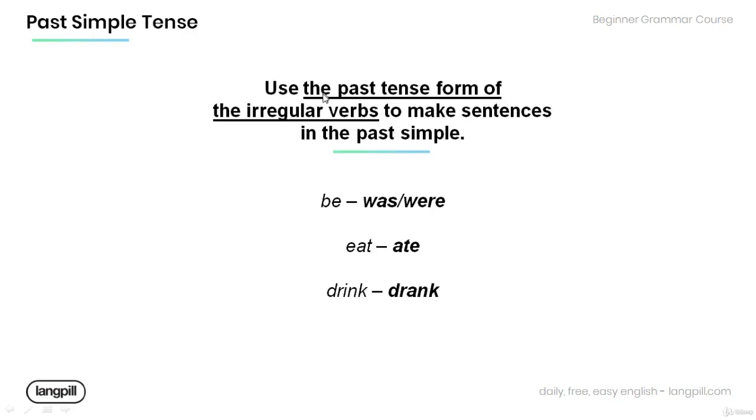And make sure to use the past tense form of the irregular verbs to make sentences in the past simple. For example, be turns into was or were. Eat, ate. Drink, drank.